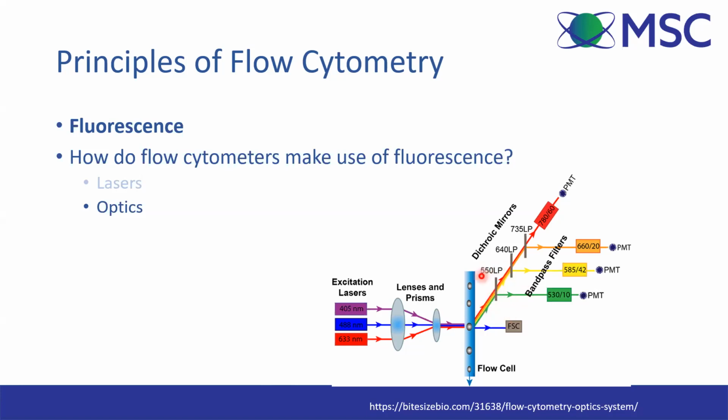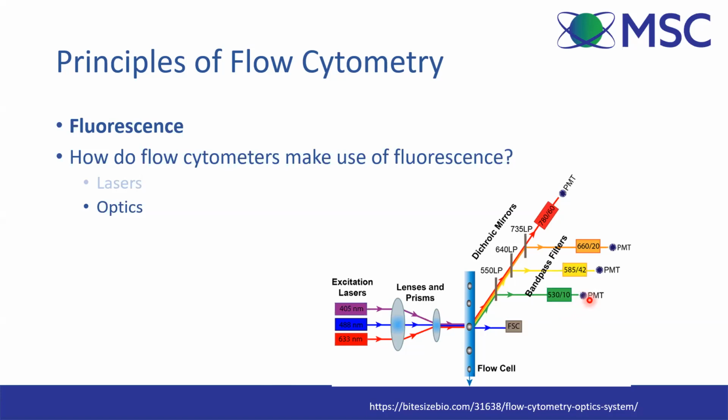For example, this 550 LP or 550 long pass mirror here will allow all light over 550 to pass through, but it reflects everything below 550 nanometers. This reflected light then next goes through a bandpass filter here. These filters allow a range of light around a certain wavelength to pass. For example, this 530/10 would allow light of a wavelength 530 nanometers plus or minus 10 nanometers to pass through.